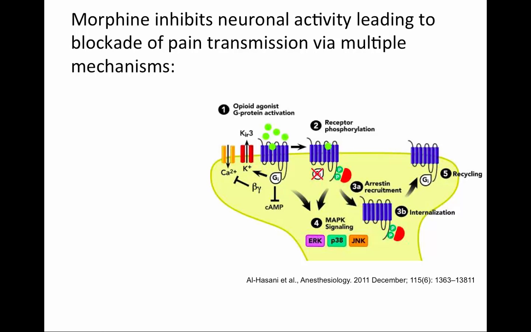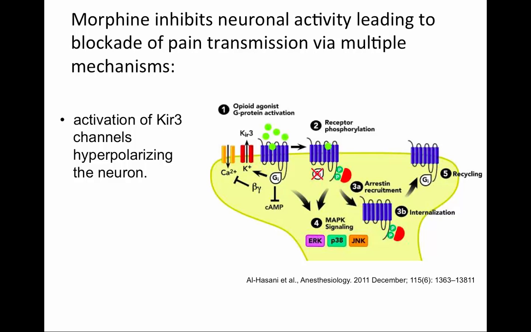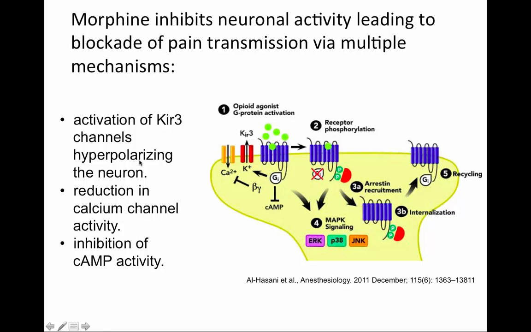GPCRs have multiple downstream effectors, or molecules or signaling mechanisms, that cause an effect. If we take the mu-opioid receptor as an example, morphine is an agonist at this receptor. And activation of the mu-opioid receptors by morphine leads to activation of potassium channels, inward rectifying potassium channels, as well as inhibition of calcium channel activity and inhibition of cyclic AMP, as well as the activation of the MAPK second messenger cascade.